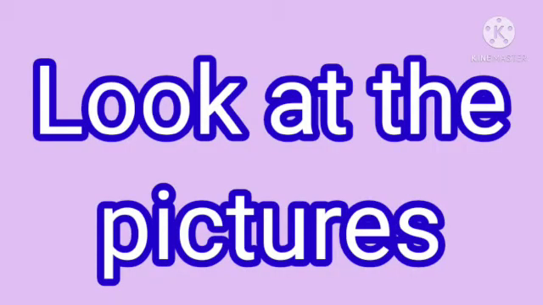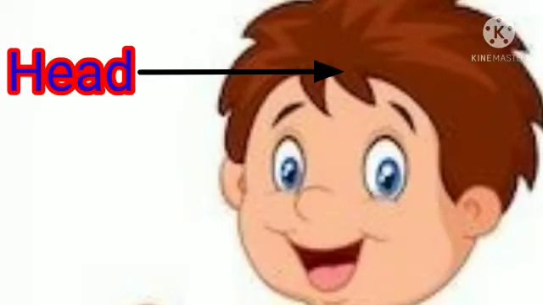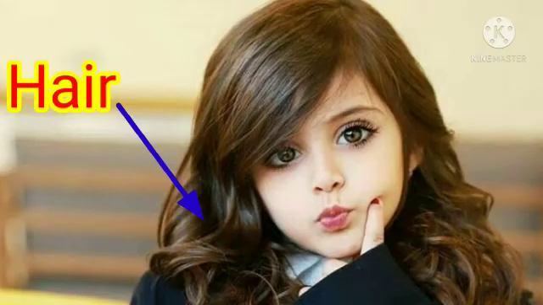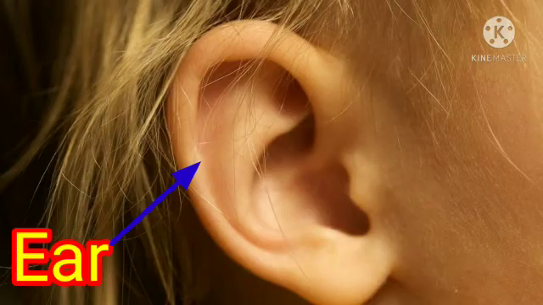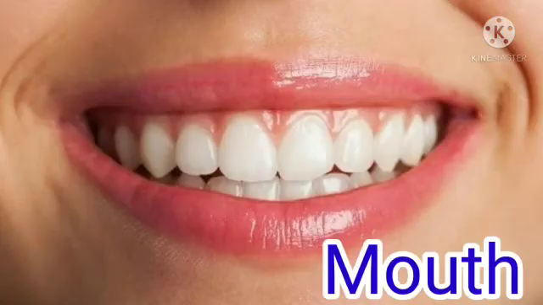Dear students, look at the pictures. This is our head. We have one head. This is hair. These are eyes. We have two eyes. We see with our eyes. This is ear. We hear with our ears. This is mouth. We speak with our mouth.